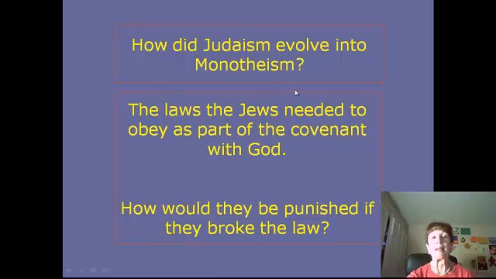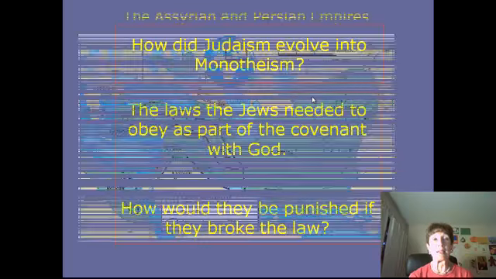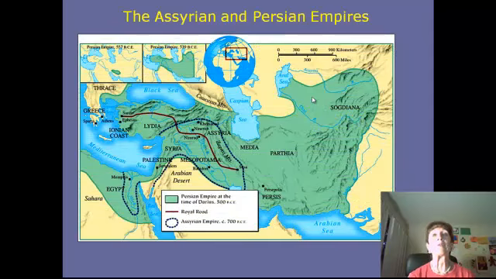How is it that the Jews became monotheistic? Because they were not at the beginning, but they eventually became monotheistic. And then what laws did they follow? What was important for them? And then what happened when they did not follow the law and when they broke those laws? So we're going to study that in this lesson. And then after we study the significance of the Jews, we will start talking about the Persians.